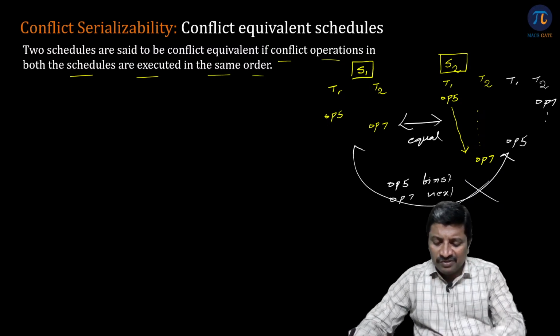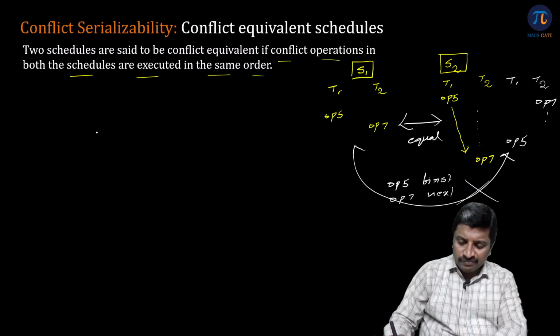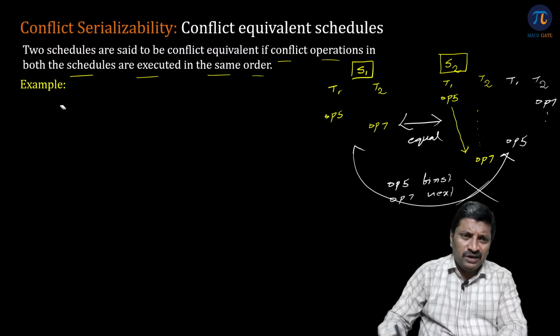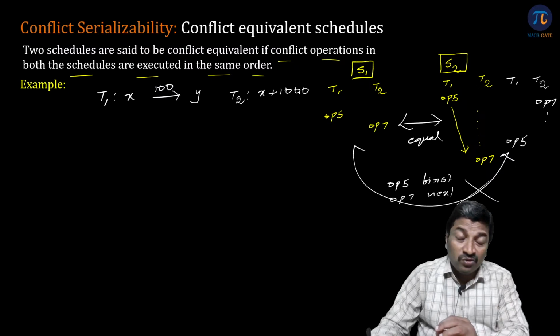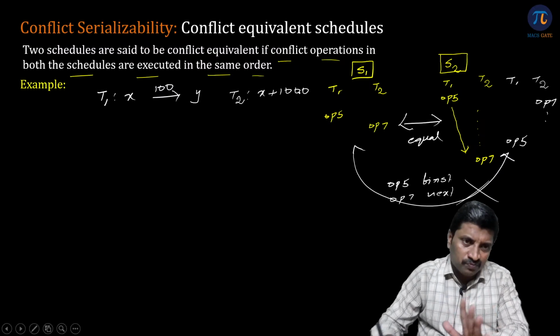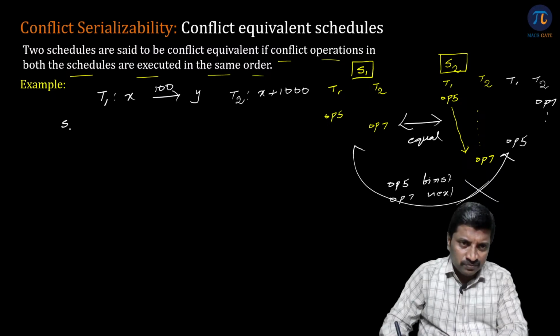Okay, let me give a small example. Suppose this is my schedule 1. Why consider another example? Let us consider the same example. T1 transfers from X to Y, let us suppose 100 rupees. T2 is adding 1000 rupees. Now I don't know the initial values of X, and there is no need. Okay, let me write one schedule.